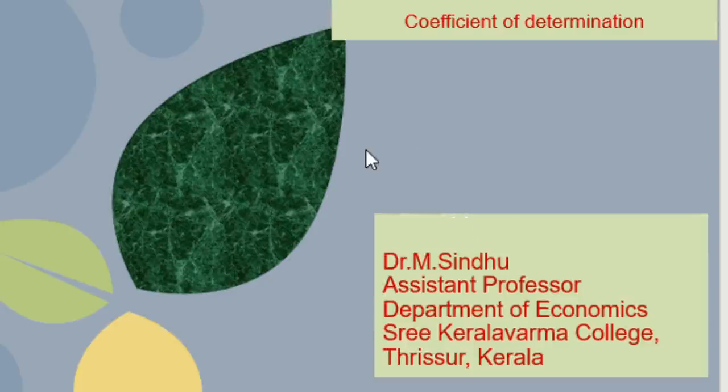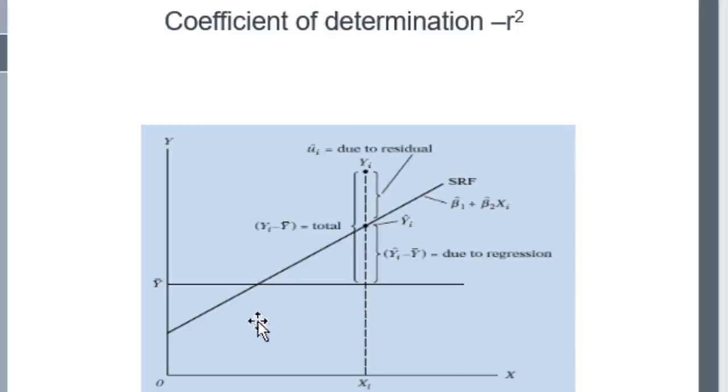The coefficient of determination explains the goodness of fit of the regression line to the given data or to the given sample. If the estimated beta 2 cap lies on a straight line, then we will say that it's a perfect fit. There is no deviation. Everything is on the straight line. That is, if the estimated value is on the straight line and there are no observations here and there, then we will say that it is a perfect fit.